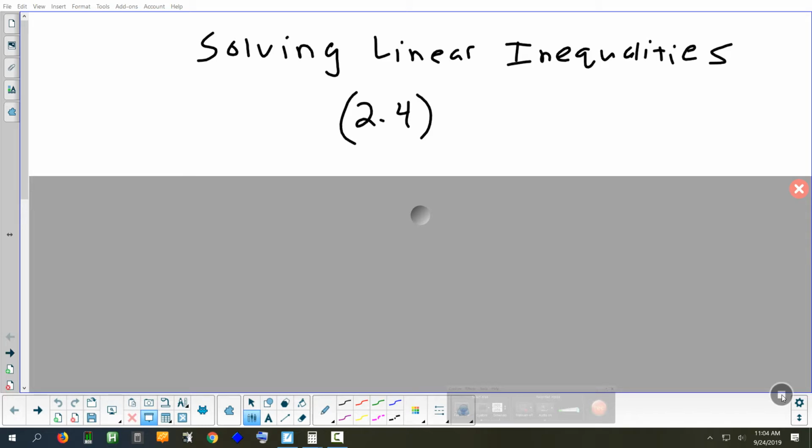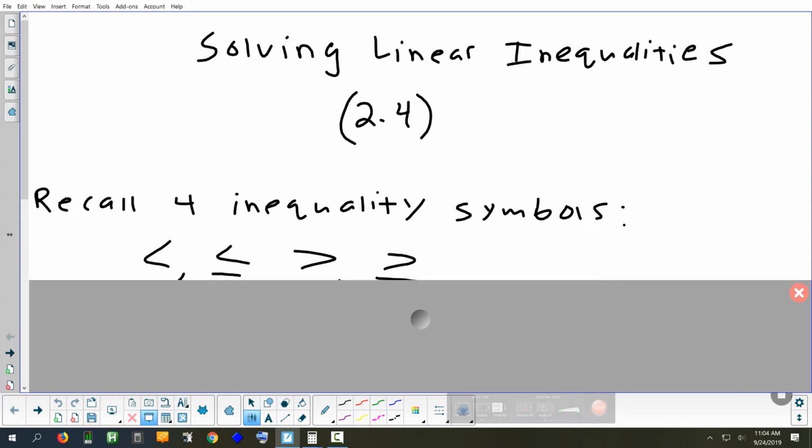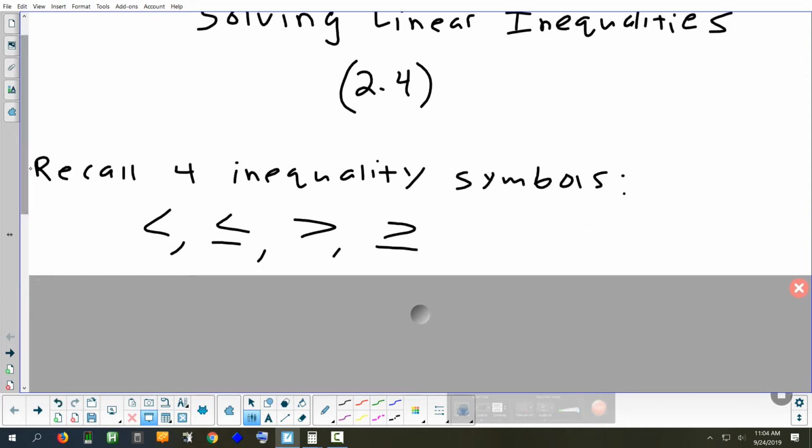All right, so today we're going to take a look at section 2.4. Okay, so it's on solving linear inequalities. We'll do a little bit on the calculator. Most of it's going to be by hand. Okay, again, if there's anything I go through that you feel you already know, you don't have to write it.